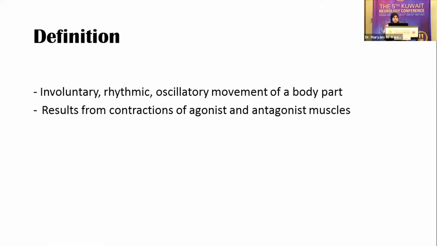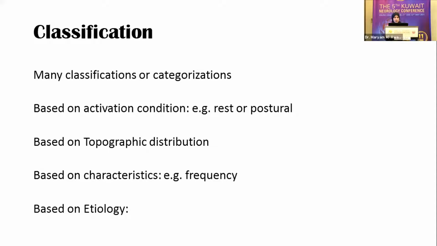What is the definition of tremor? It is an involuntary movement disorder which involves rhythmic oscillation of a body part. It results from contractions of agonist and antagonist muscles usually. When it comes to classification of tremors, there are many classifications and ways to categorize tremors, and some of them can be really confusing.